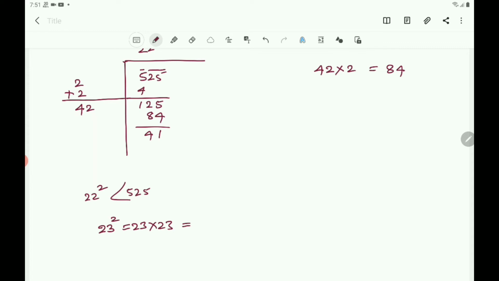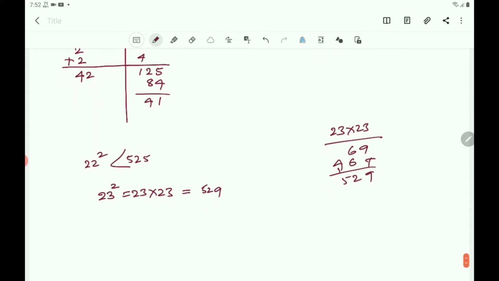23 3s are 69 and 23 2s are 46. 46 plus 6 you are going to get 529. Otherwise you can do it by single digits. 3 3s are 9. 3 2s are 6 and 2 3s are 6. 2 2s are 4. Then you will get 529. So you do it separately. So you got 529.